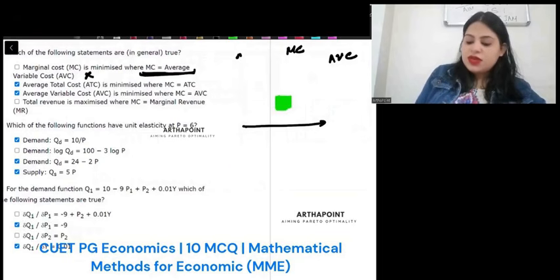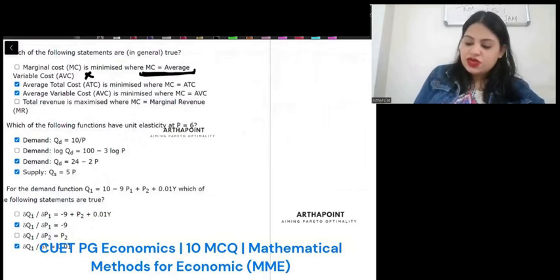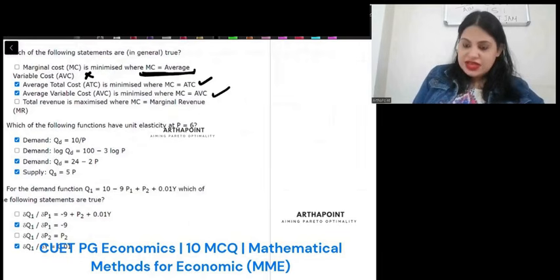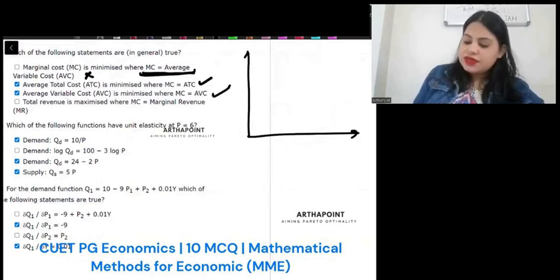Come to the next question, beta. ATC is minimized when the two are equal. Yes, that's correct. So this is the correct statement. AVC is minimized. Yes, this is also correct. So something like this happens, na?